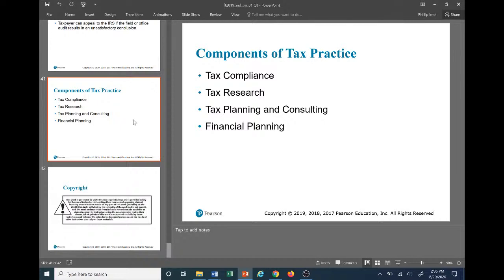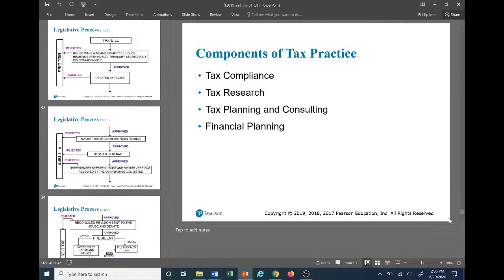Next, financial planning. In this area, some tax professionals have added financial planning to their list of services offered. Usually, items analyzed include insurance coverage, investment strategies, and retirement planning. So that's it for chapter 1.